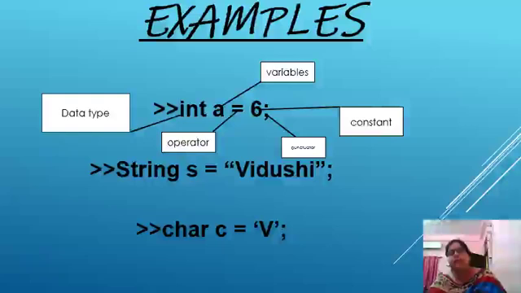In the last example, char C. Char is your data type or reserved word. C is your variable. This is your assignment operator. V is your constant, a character constant, which has been represented by a single quote. And semicolon is your punctuator or separator. We can say it also as a line terminator.